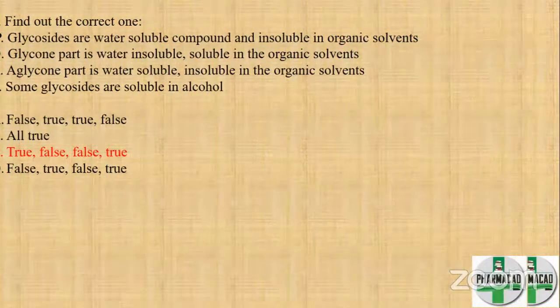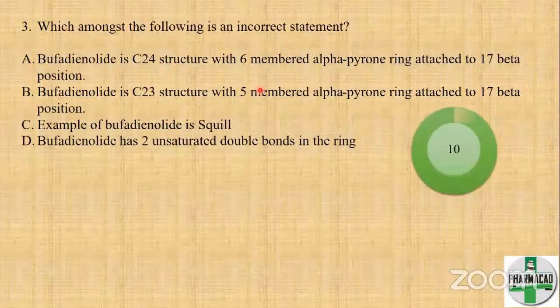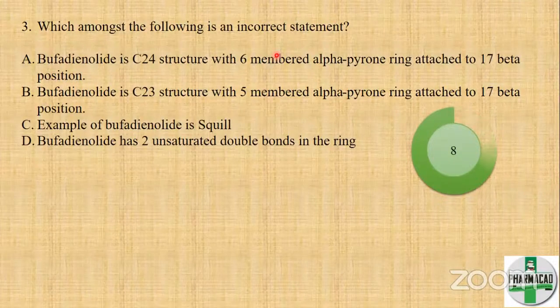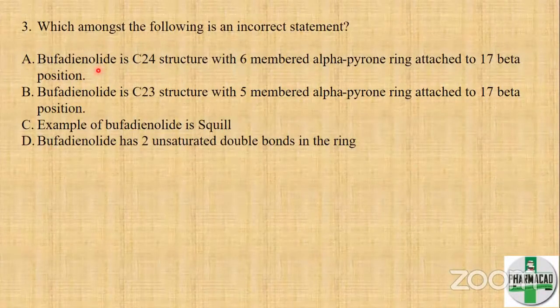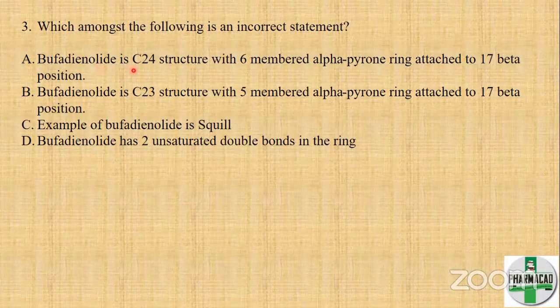Okay. Next question. Which amongst the following is an incorrect statement? तो अगर देखेंगे, bufadienolide is C23 structure and cardenolide is C24. Okay, कैसा है? नहीं, cardenolide is C23. Bufadienolide is C24 but it has 6-membered alpha pyrone ring. Okay, so this is correct.